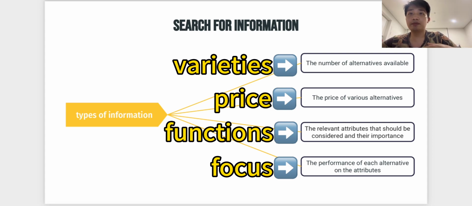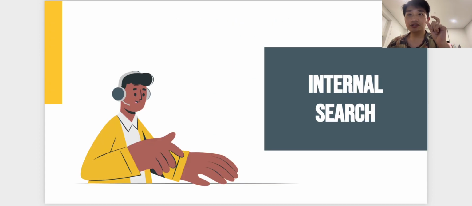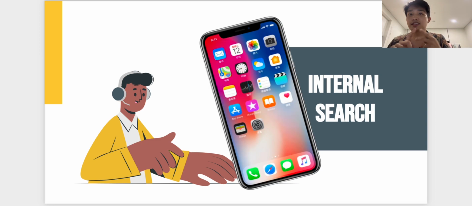However, information can be found in 2 ways: an internal search and an external search. Internal search represents extracting information from customers' purchase experience. Customers make judgments by recalling their memory, like what they have experienced before with the product or the service.